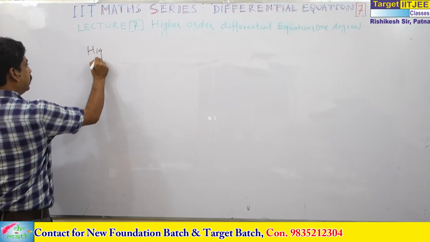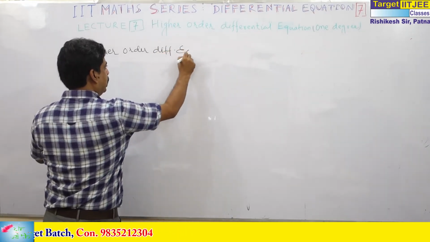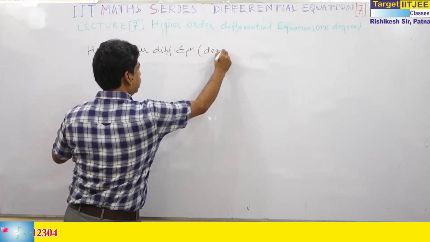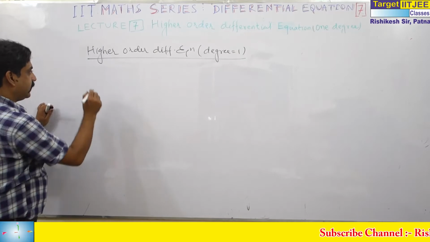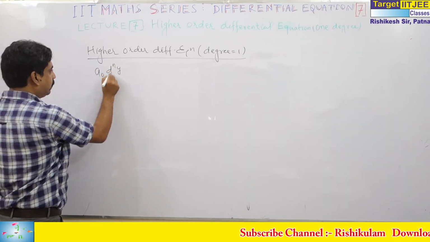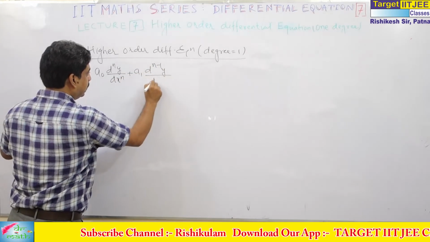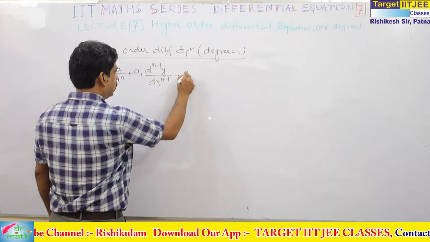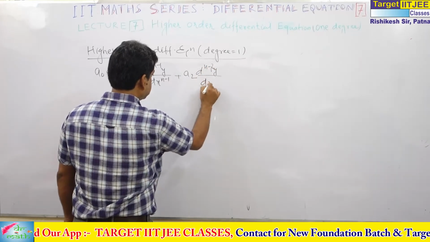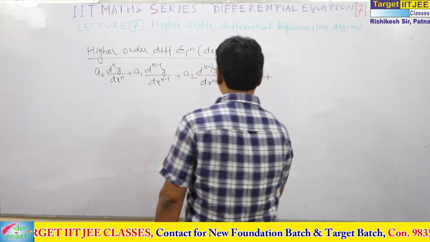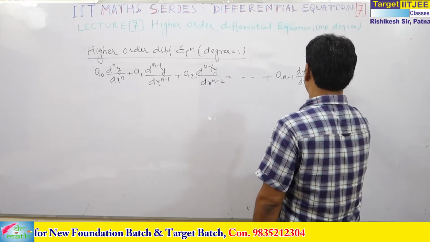Actually, we come to higher order differential equation, linear, degree 1. You can consider this as a0 d^n y by dx^n plus a1 d^(n-1) y by dx^(n-1) plus a2, one order less, and likewise an-1 dy by dx, and finally an.